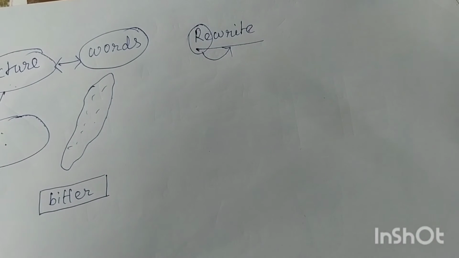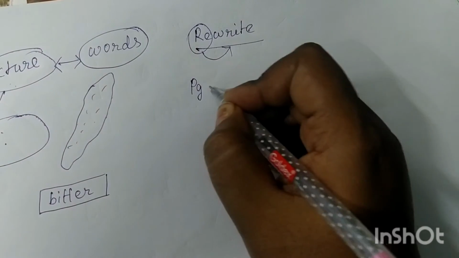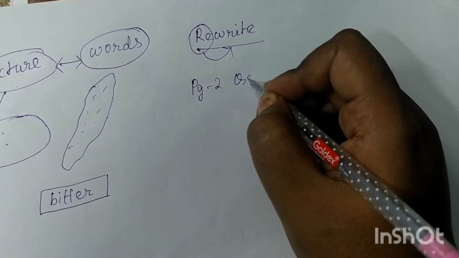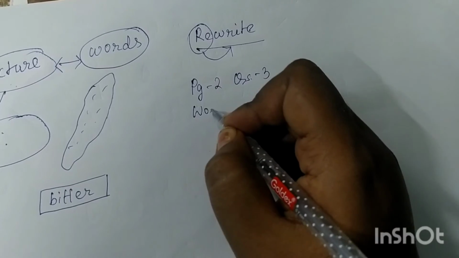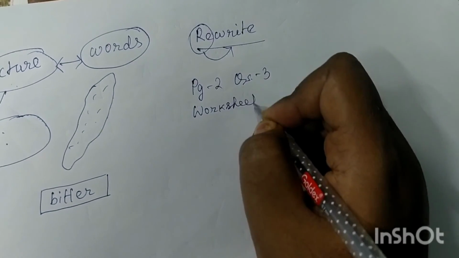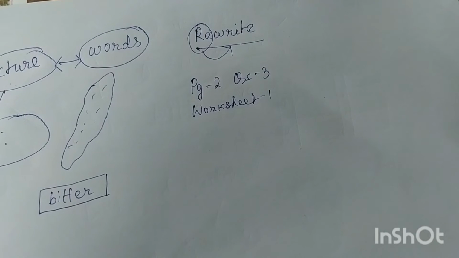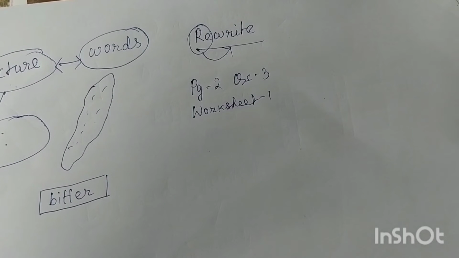Something is written in your question paper, say in page number 2, question number 3 in your worksheet. So if I am talking about this, you can see question number 3 of page number 2 is saying very clearly to rewrite the sentences after correction. Rewrite the following sentences correctly. That means you have to correct the sentence first.